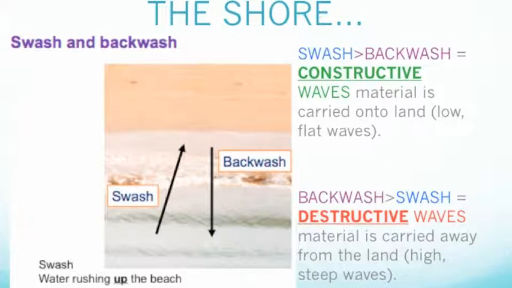If your swash is greater than the backwash, you have a constructive wave. Okay, so the material is carried onto the land and the backwash is not pulling it back out again. So you've got land being formed. If your backwash is greater than your swash, then you've got destructive waves. So you're pulling more material back off the beach than you are depositing. So the piece of land is getting smaller.